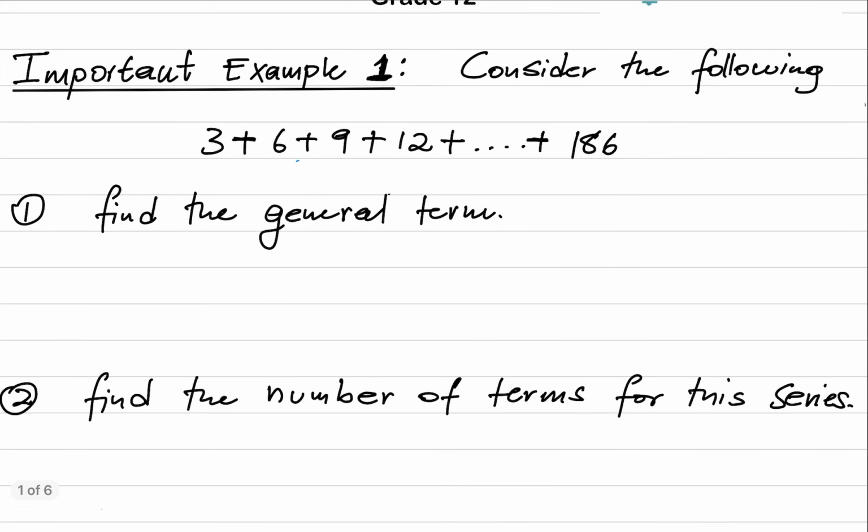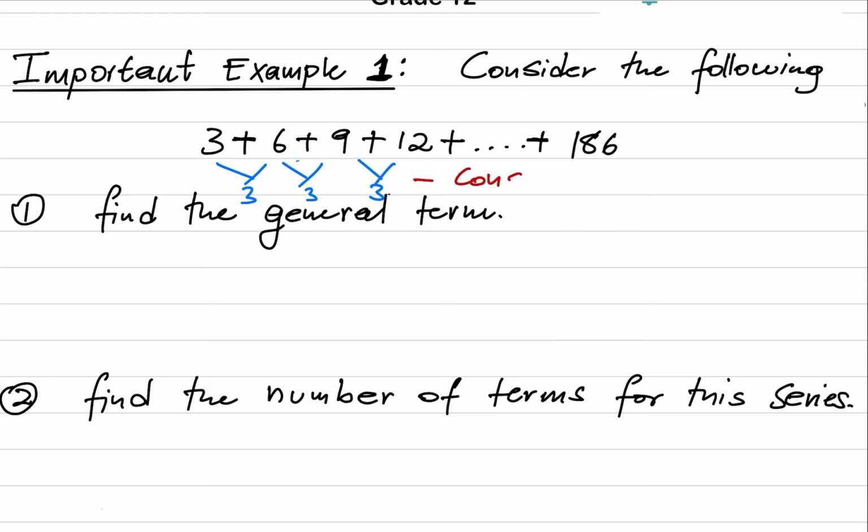So this is 3, 6, 9, 12, all the way up to 186, okay? Now, we gotta check what type of a series is this one. Intuitively, we can see that this is just an arithmetic series. But let us confirm. Now, 6 minus 3, it's how much? 6 minus 3, it's 3. All right. 9 minus 6 is how much? It's 3. 12 minus 9 is how much? It's 3. So we see that we have a constant common difference.